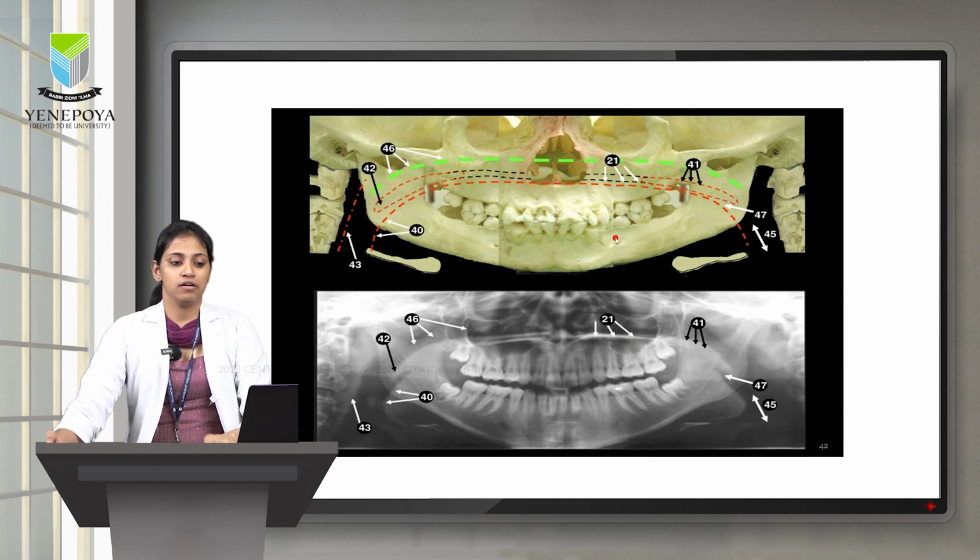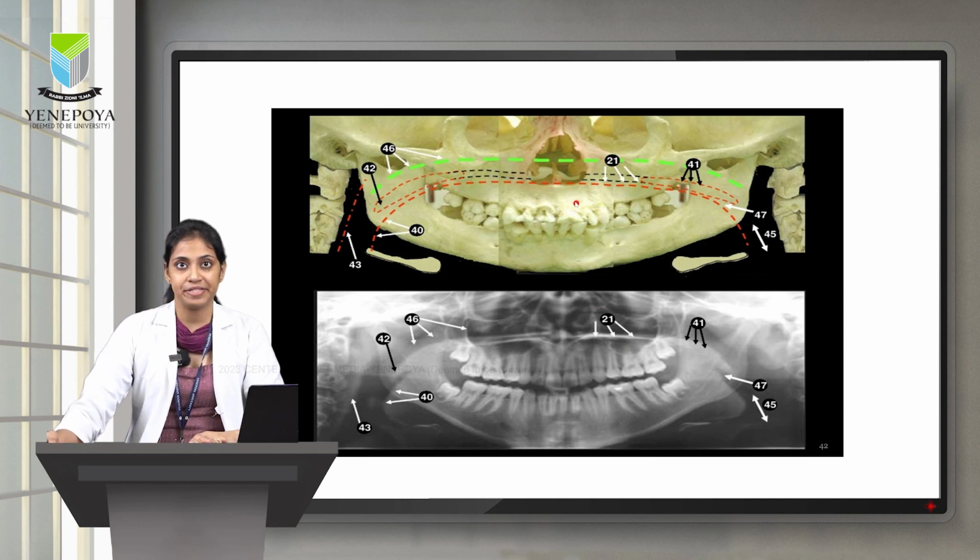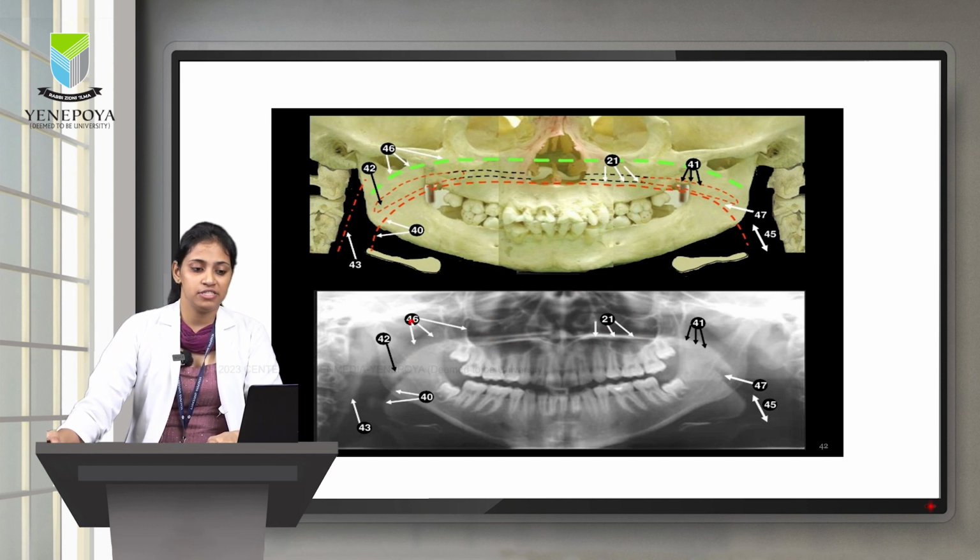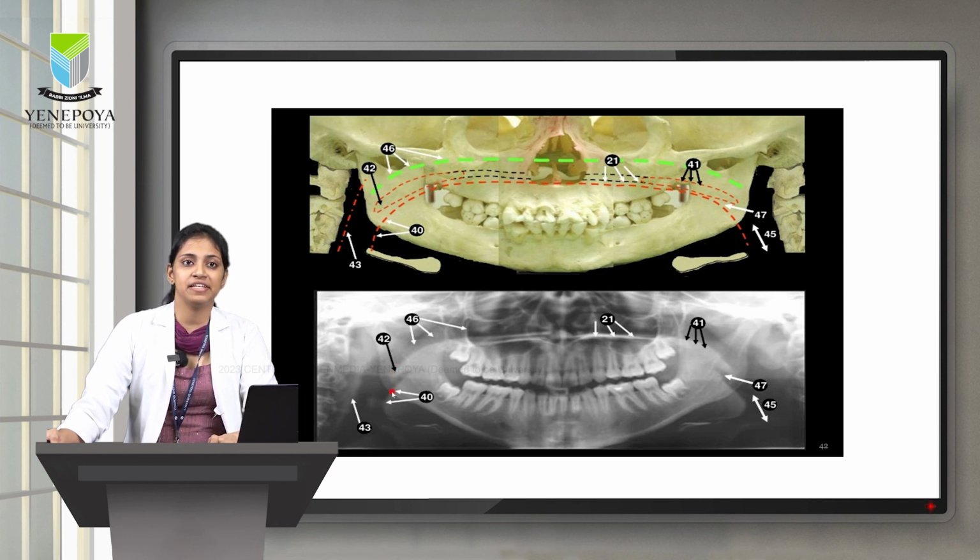In this we will note few of the air spaces. So, before that 21, which is a horizontal band of radiopacity representing the hard palate, after which we have 46, which represents the nasopharyngeal air space, and below which we have the soft palate and the uvula, 42 representing the uvula, 40 representing the tongue shadow.